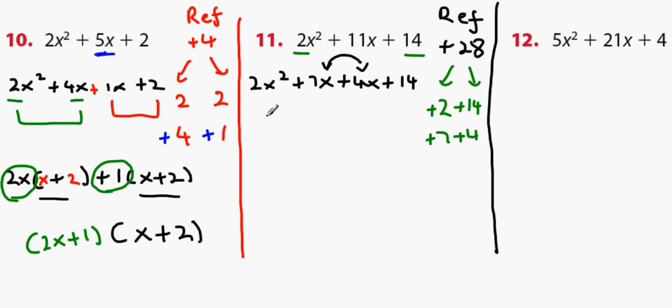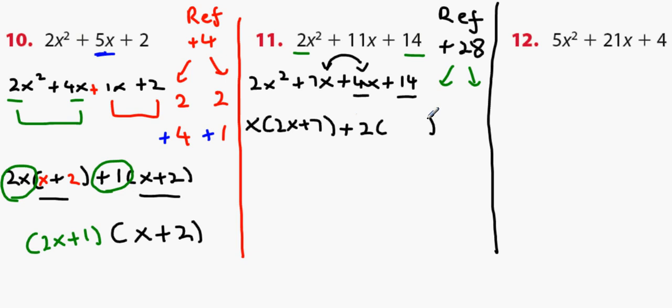We take x out of the first two, and we get 2x plus 7. Then we can see what we can take out of the second one. They're both even numbers, 4 and 14, so we can take out the number 2. When you take 2 out of 4x, you get 2x, and then plus 7. Now you're in the same position as last time, where the two unused numbers go in the first bracket, and the second bracket is the bracket that repeats itself, 2x plus 7.